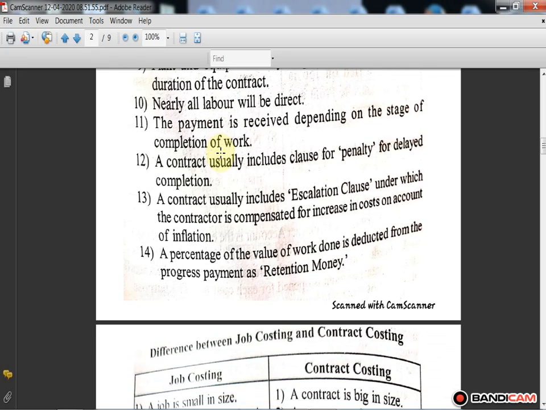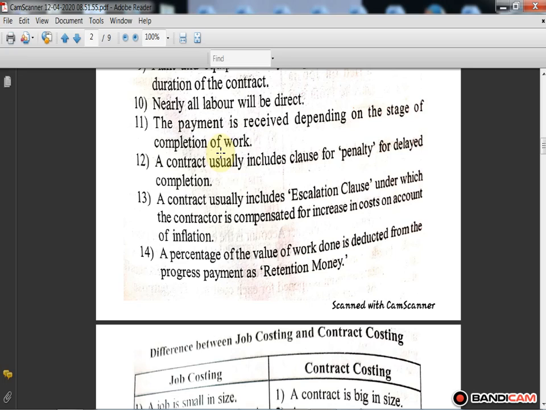The 10th feature of contract costing is nearly all labor will be direct. All labor is considered direct in contract costing, because it is directly linked with the contract.